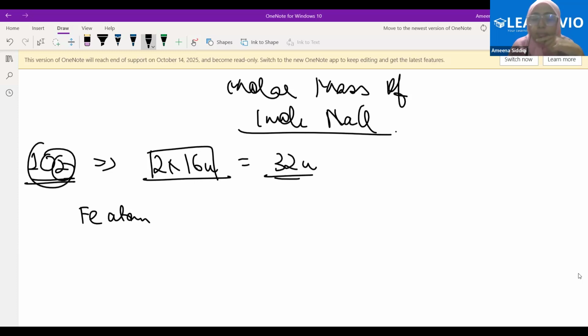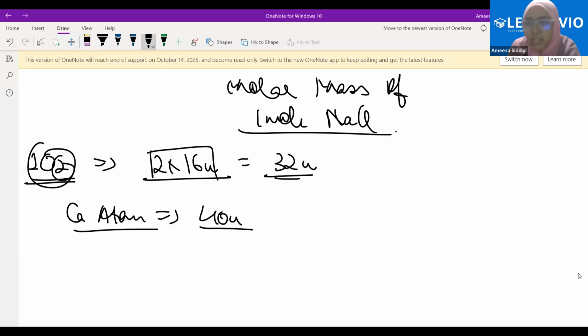Now, if I say I have a calcium atom, okay? How many calcium atoms? 1. What's the mass here? 40U, okay? That's 40U. Now I say 1 mole of calcium atom. What's the mass of this? Mass of 1 mole of calcium atom.